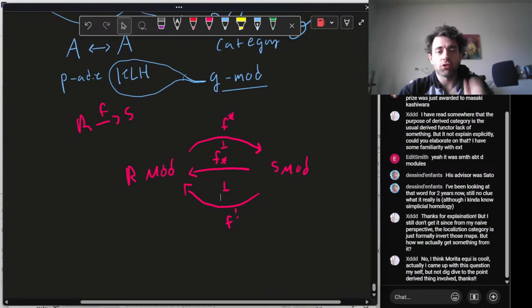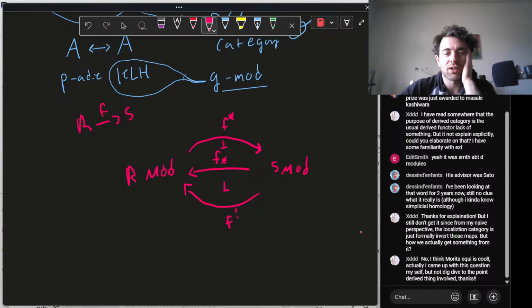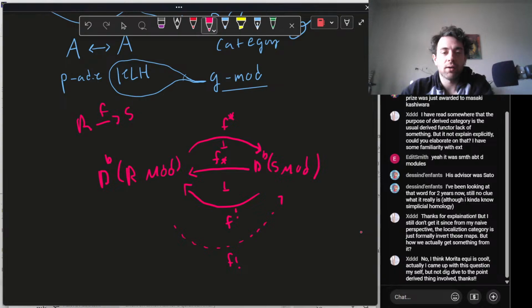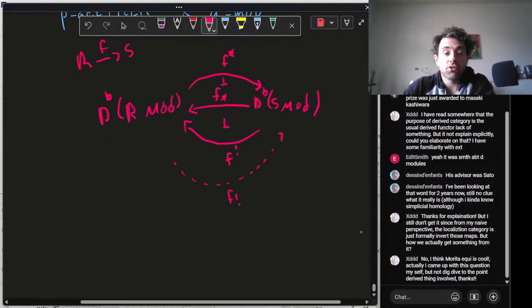So you might wonder: there's an F lower star, an F upper star, and an F upper shriek. Maybe there should also be an F lower shriek. Generally speaking, and I don't know, maybe it does exist on the level of module categories, but in general, no, there isn't an F lower shriek. But it turns out there's a derived functor that has these nice adjunction properties. And this is the same if we had some morphism of schemes.